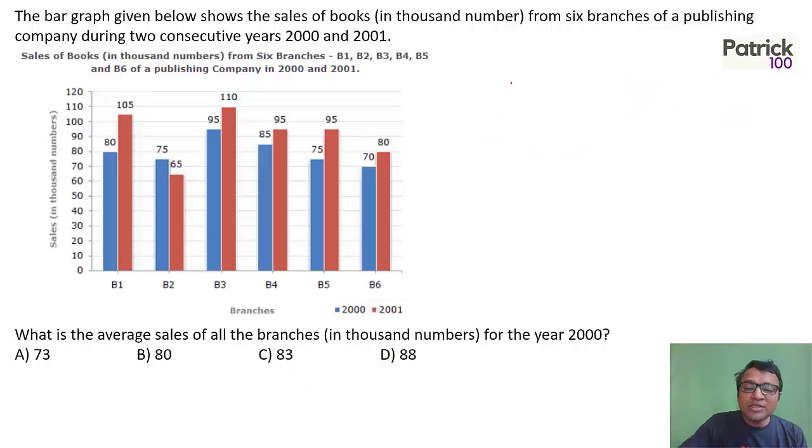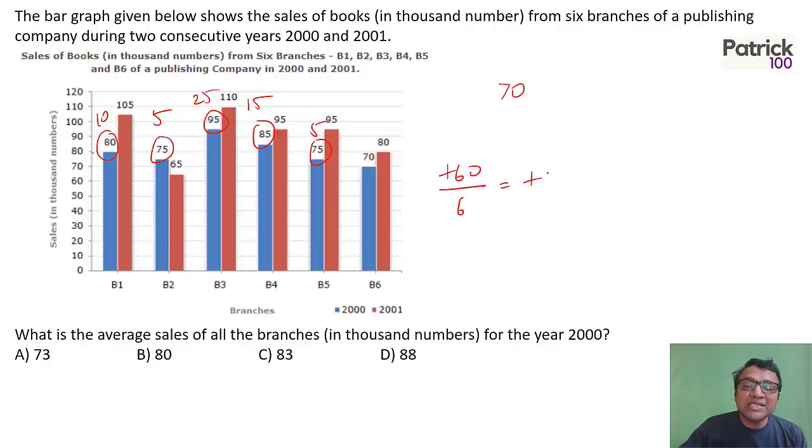What are the average sales of all branches for year 2000? I can assume average is 70 because everything is slightly above 70, and then add what is above 70. So plus 10, plus 5, plus 25, plus 15, plus 5. If you add all this, you will get 10 plus 5, 15, 25, 40, 40 plus 15, 55, plus 5, 60. You will get plus 60 for 6, which gives you plus 10 average. So 70 plus 10 will give you 80 as the answer.